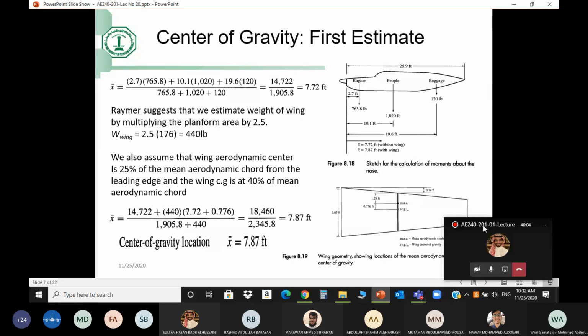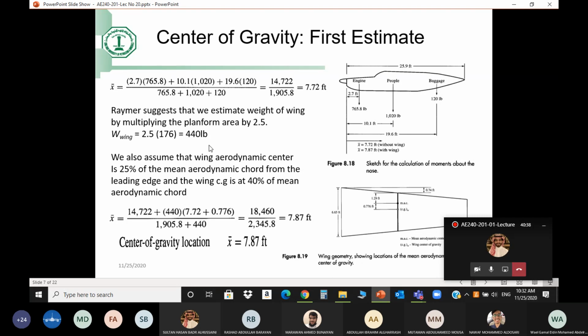So there are several resources on this. A company would rely on its own experience. For us here, students looking for numbers, maybe a textbook. In the textbook of A427, it relates the area of the wing directly to its weight. It says if you are designing this wing for a general aviation aircraft, a good estimate of the weight is to multiply the area by 2.5. So if the area is 176, multiply by 2.5, it's 440.